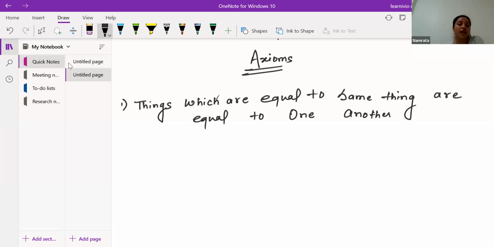Suppose we have one thing X and another thing Y. Two variables, X and Y, that are equal to the same thing. So here I am saying X value is 2, and I am also saying that Y value is 2. So can we say X is equal to Y? Yes, because both have the same value.